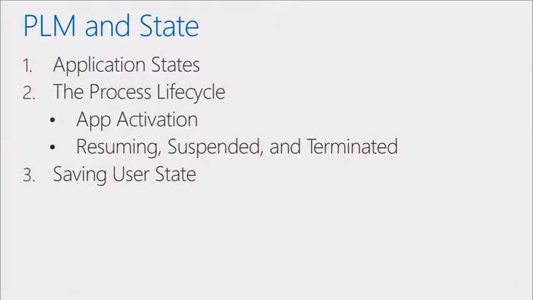This is pretty important stuff because you want to make sure your app always restores to the right state and shows the user the proper information. I'm going to give you a walkthrough of, first, what the application states are. These are going to be things like running, not running, terminated. And then I'm going to walk you through this process lifecycle and show you basically how the app changes states and what's really going on. I'm going to show you a little bit of application activation and then go into detail on the resuming, suspended, and terminated events. And then the most important thing, really, is saving the user state when these events happen. And I'm going to show you how to do that.